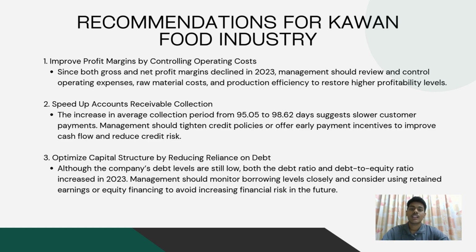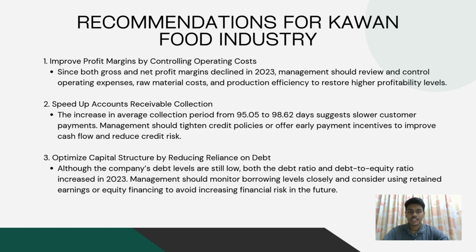Second one is to speed up accounts receivable collection. The increase in average collection period from 95.05 to 98.62 days suggests slower customer payment. Management should tighten the credit policy or offer early payment incentives to improve the cash flow and reduce credit risk.